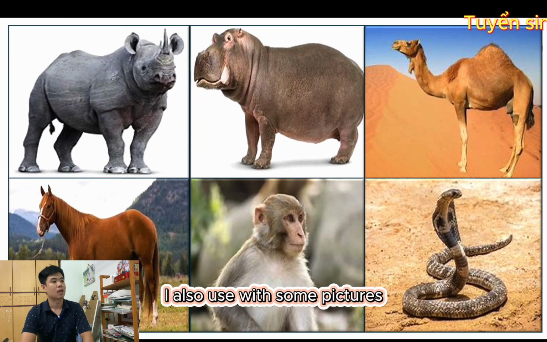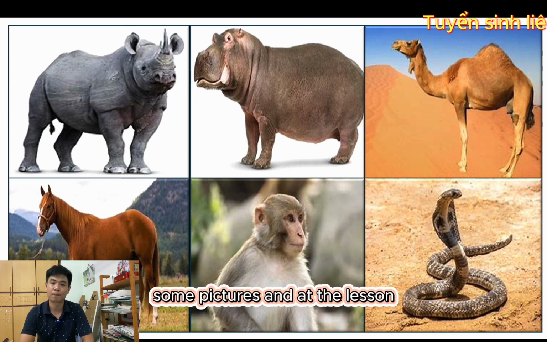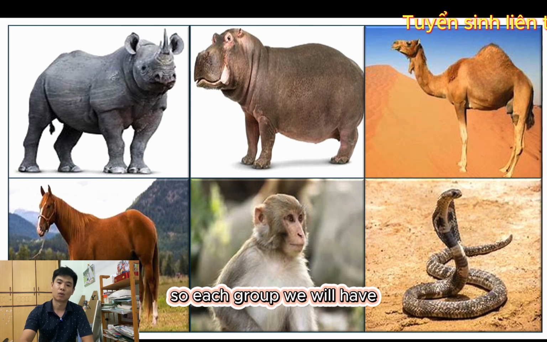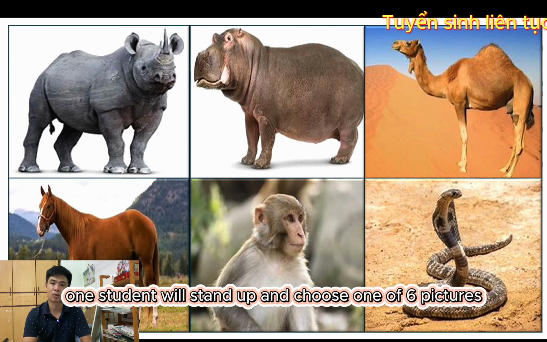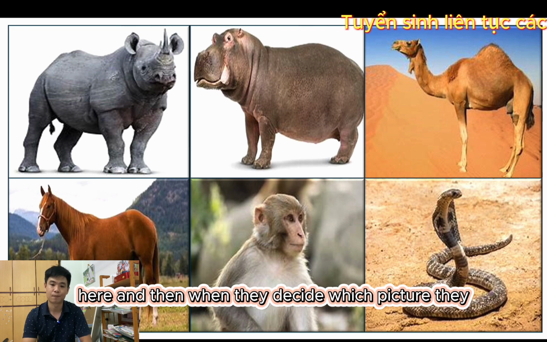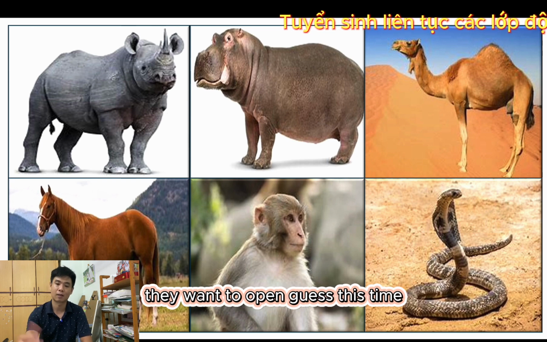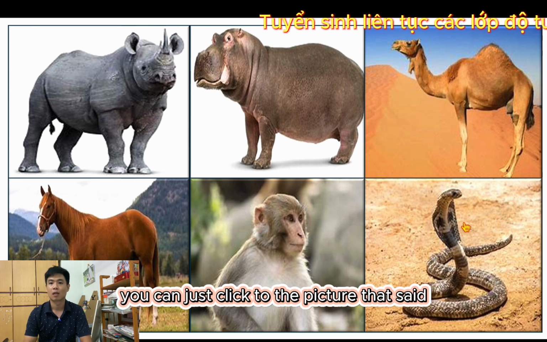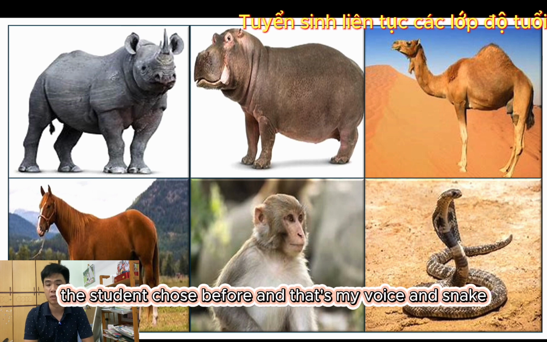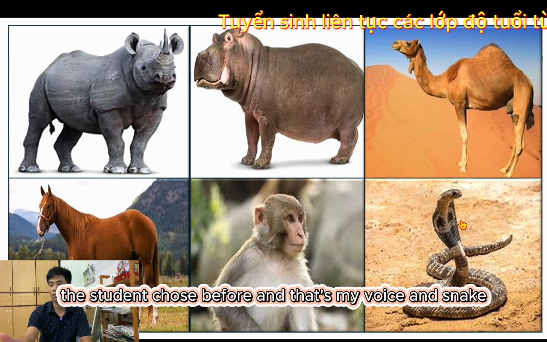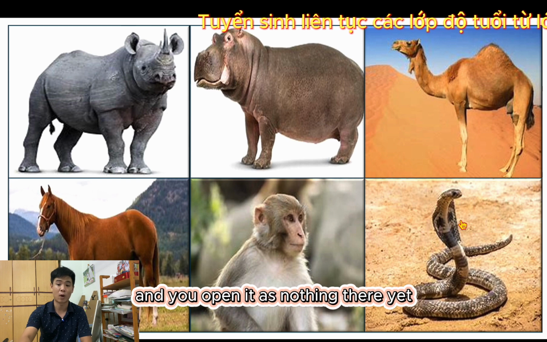I also use some pictures from the lesson. Each group will have one student stand up and choose one of the six pictures here. When they decide which picture they want to open, you can just click on the picture the student chose. For example, snake, and you open it.